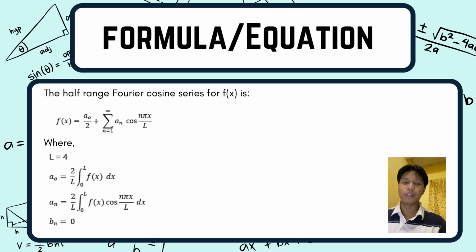So this is the formula or equation for the half-range Fourier cosine series, which is f(x) equal to a0 over 2 plus the sum of an cos(n pi x over l) from n equal 1 to infinity, where l is equal to 4. The formula for a0 is 2 over l, integration from 0 to l, f(x) dx, an is equal to 2 over l, integration 0 to l, f(x) cos(n pi x over l) dx, and for the Fourier cosine series, bn is equal to 0.